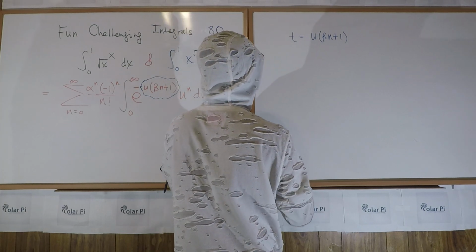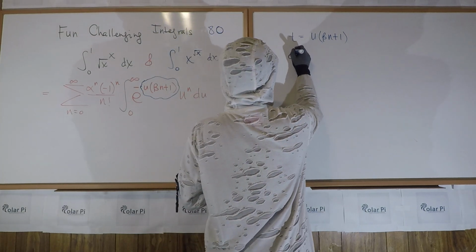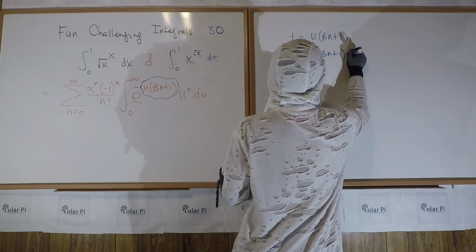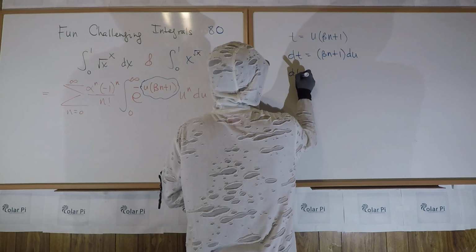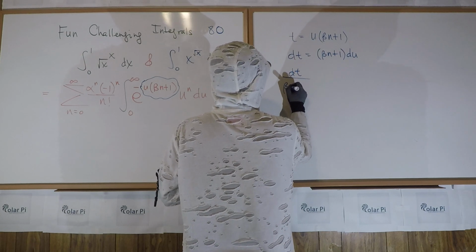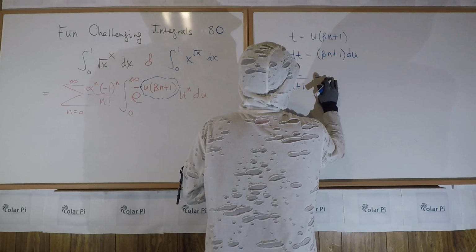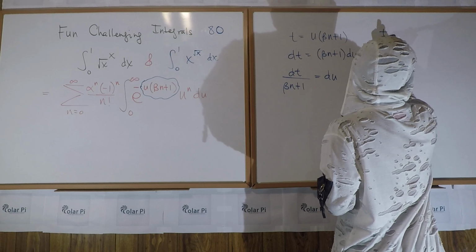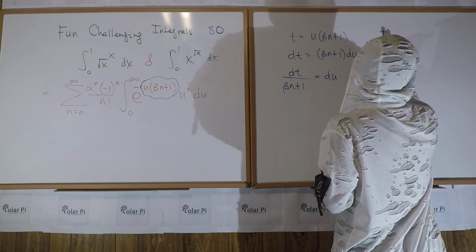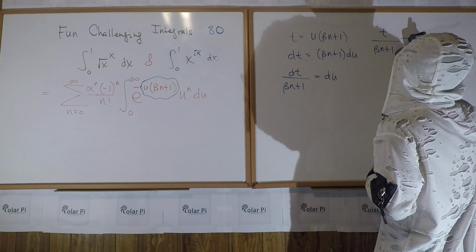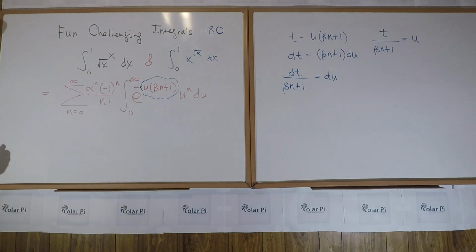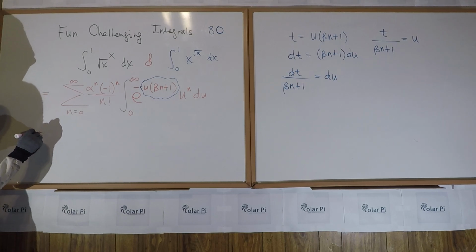So first, dt is going to equal beta n plus 1 du. So dt divided by beta n plus 1 is equal to du, and then t divided by beta n plus 1 is equal to u, right? And that should be all the substitutions required to move forward. So I'll again write in red, picking up from here.